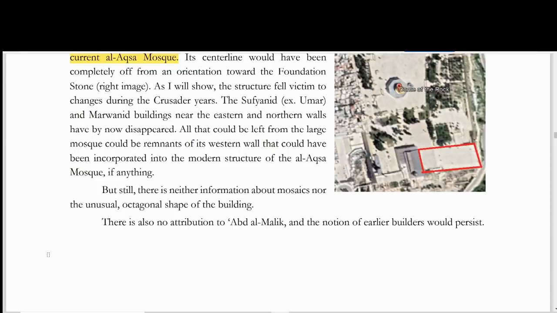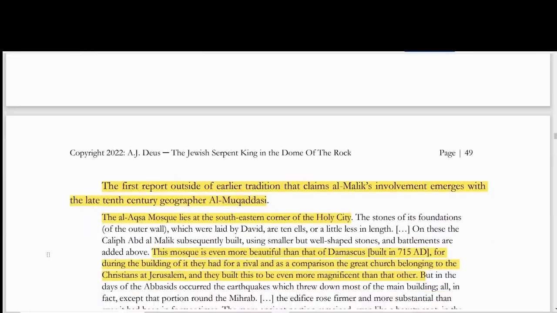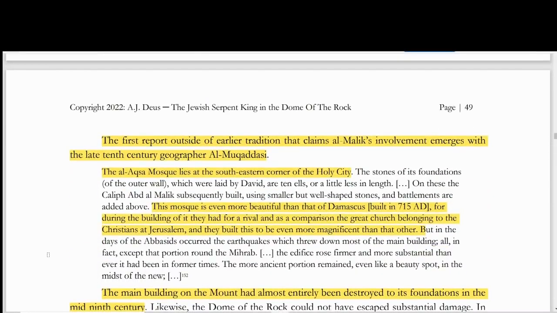Now, but still, there's neither information about mosaics nor the unusual octagonal shape of the building. There's also no attribution to Abd al-Malik, and the notion of earlier builders would persist. The first report outside of earlier tradition that claims al-Malik's involvement emerges with the late 10th century geographer al-Muqaddasi. He says the Al-Aqsa Mosque lies in the southeastern corner of the Holy City. The stones of its foundation, which were laid by David, are 10 ells or a little less in length. On these, the Caliph Abd al-Malik subsequently built using smaller but well-shaped stones, and battlements are added above.